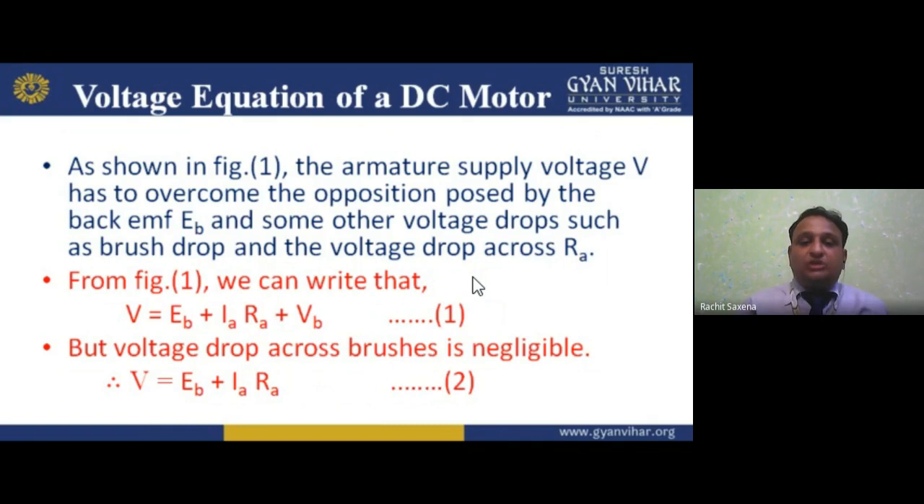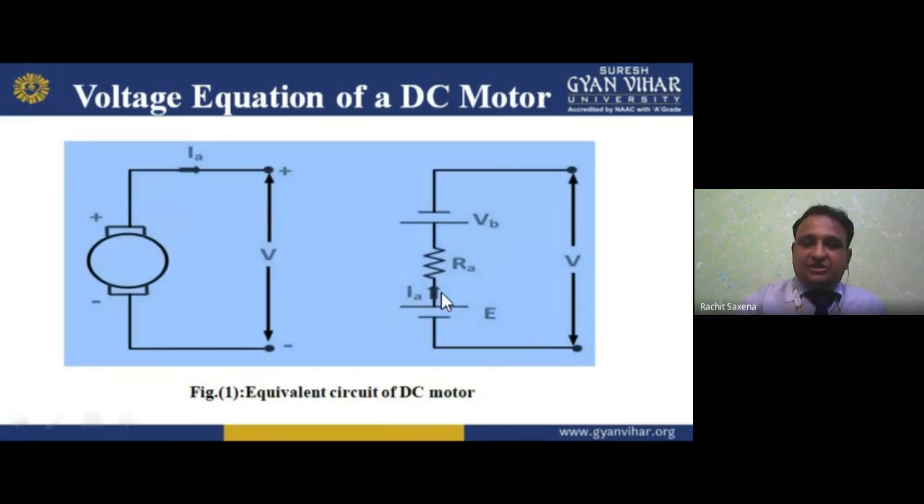And some other voltage drops such as the brush drop. We connect brushes on the commutator, so a drop takes place, and the voltage drop across RA. RA is what, my dear student? That is the armature resistance. So from figure 1 we can write that V is equal to EB plus IARA plus VB. See here, V is equal to EB plus IARA, I am representing it like this.